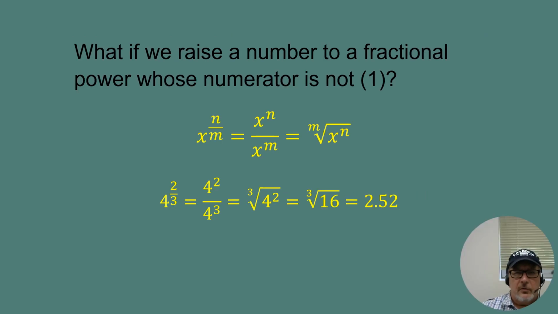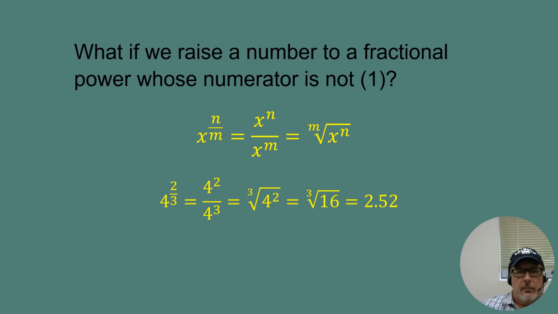What do we do if we want to raise a number to a fractional power whose numerator is not 1? As an example shown here, if we wanted to raise x to the n divided by m power, we can rewrite that as x raised to the n power divided by x raised to the m power. Or we can write that again as the m root of x raised to the n power.